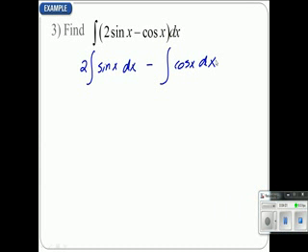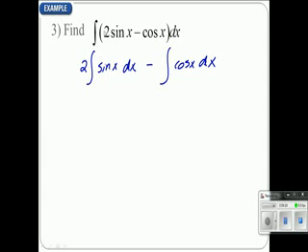Now, this first step here, I'm using a property that says the integral of the difference is the difference of the integrals. So I'm just doing each of these separately. I have their own integration sign and dx with the sine, and I have an integration sign and a dx with the cosine. So I'm going to do these separately, and then I can put them together.